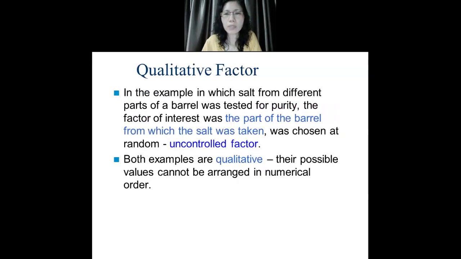Now, in the example in which salt from different parts of a barrel was tested for purity, the factor of interest was the part of the barrel from which the salt was taken. And it was chosen at random. Now, that is called an uncontrolled factor, the part of the barrel. Now, both of these examples are qualitative. The factors are qualitative. That means that their possible values cannot be arranged in numerical order. So we have two examples of qualitative factor.